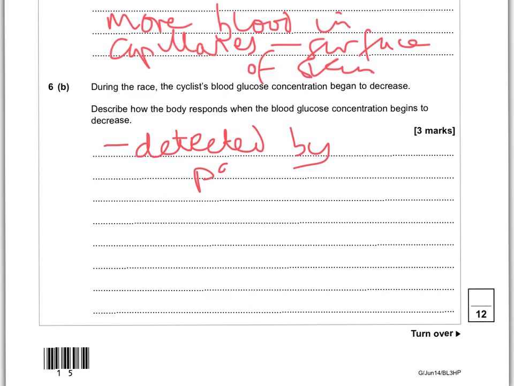1 mark for that. So the falling blood sugar level is detected by the pancreas. 1 mark if you've explained that the pancreas therefore produces glucagon. Now that's a hormone. It's the one that has the opposite effect to insulin. But you need to be really careful about how you spell glucagon. All right. So the pancreas produces glucagon.